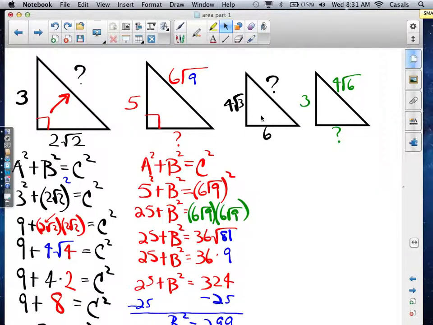Okay? So here are two more questions that I would like you to try. Try to find the hypotenuse of this figure here, and then try to find the leg of this figure here, and I'll give you guys a few minutes to figure that out. Let's see what we can get. Let's get to work.